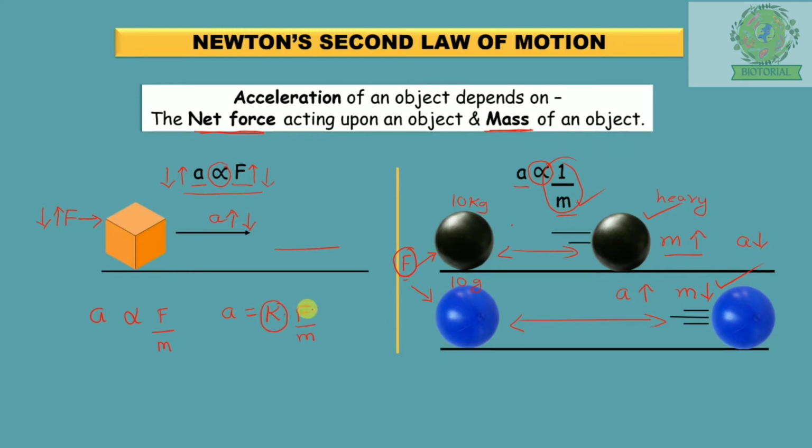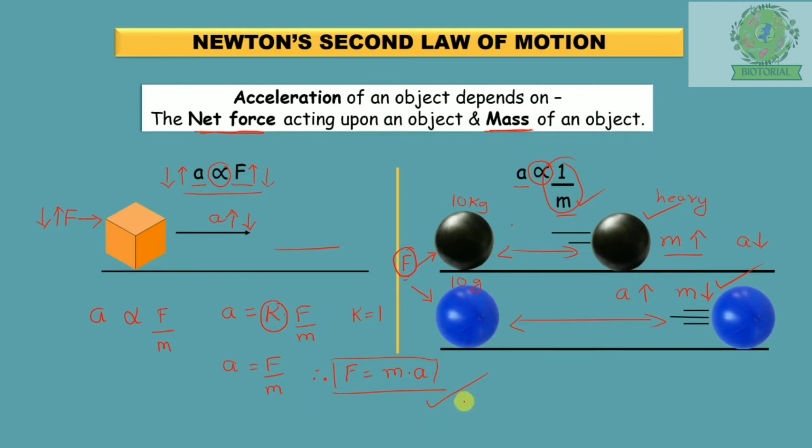And this particular constant has value of 1. And that is why if we substitute this value of 1, simply we get A is equal to F upon M, which can also be written as F is equal to M into A, correct? So this is the formula for force, which is equal to mass into acceleration. This particular formula is very much important in physics and very much useful in different applications also.